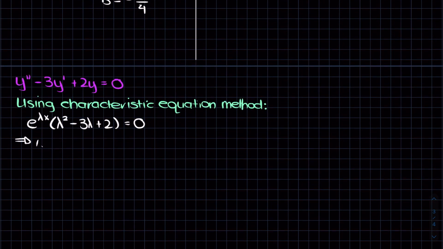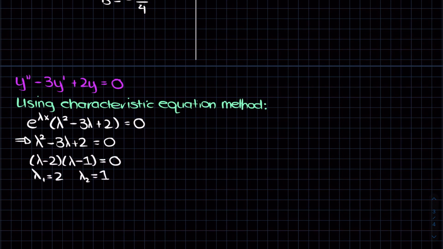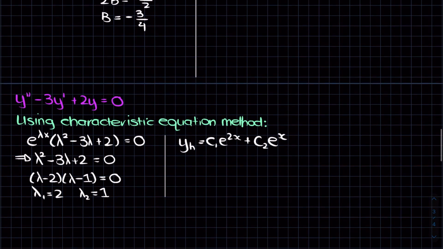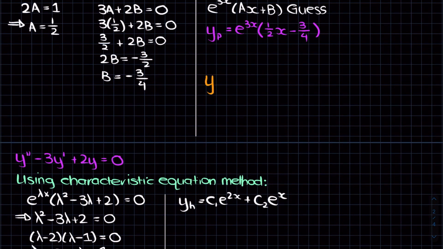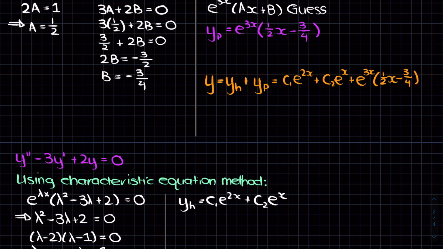Using the characteristic equation method, we'll find that lambda 1 equals 2 and lambda 2 equals 1. So we get y sub h equals c1 e to the 2x plus c2 e to the x for some constants c1 and c2. So now we can write that y equals y sub h plus y sub p, which equals c1 e to the 2x plus c2 e to the x plus e to the 3x times a half x minus 3 over 4. And that's our final solution.